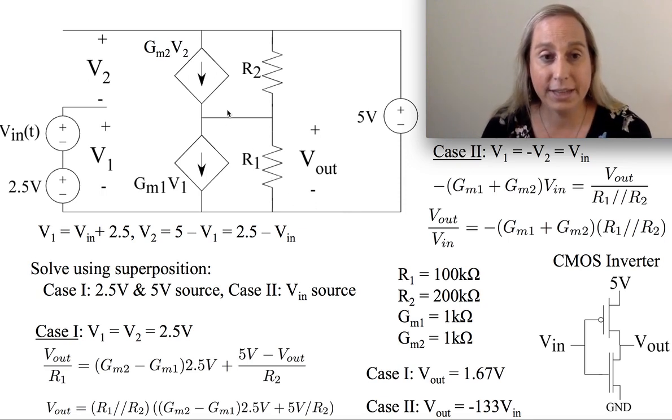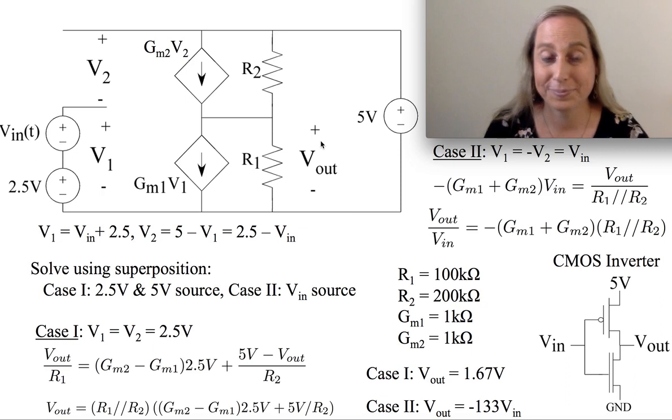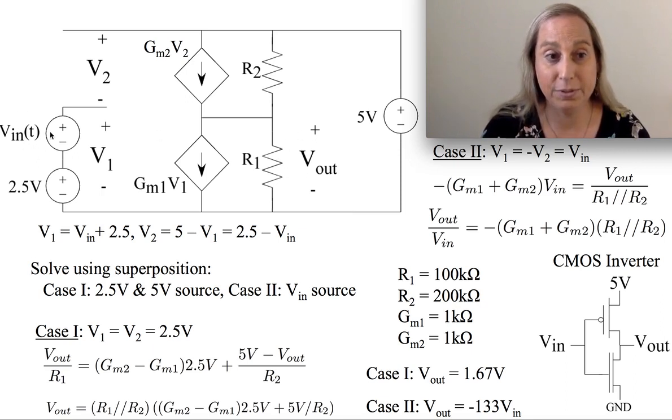So this is going to be a case where I see two dependent current sources, both dependent on voltages, V1 and V2. I also have two resistors. I have 5 volts across this line. I'm going to care about the output voltage here. The input voltage is over on this node, and it's sitting on top of 2.5 volts. And you're thinking, this is a really interesting circuit. How do I begin to think about this?